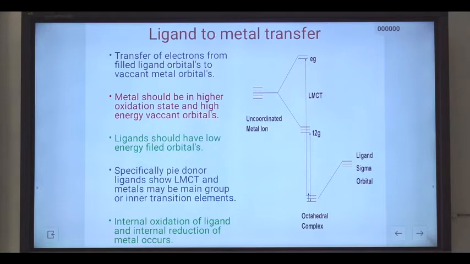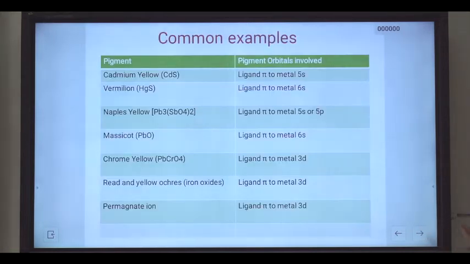In the previous slide I already told that charge transfer transitions are redox kind of transitions. Redox means oxidation as well as reduction. So that is why it is written here, internal oxidation of ligand and internal reduction of metal occurs. These are the common examples in which the LMCT kind of transitions occur.